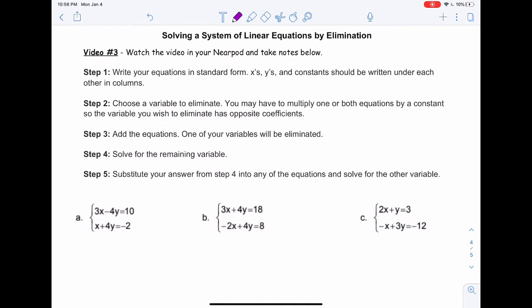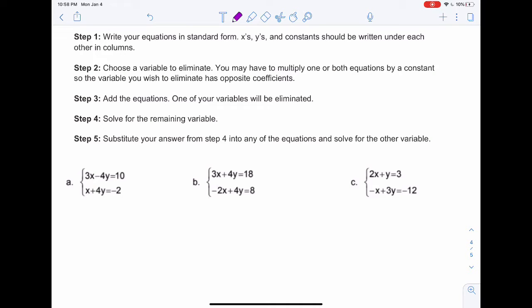Okay, let's start with our first system. Step 1. Write your equations in standard form. Let's recall the standard form of a linear equation: Ax plus By is equal to C. C represents the constant here. When we look at our first system, both equations are already in standard form, because 10 is the constant for the first equation and negative 2 is the constant for the second equation, and the variables are isolated.